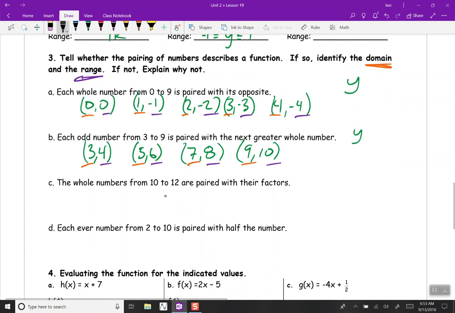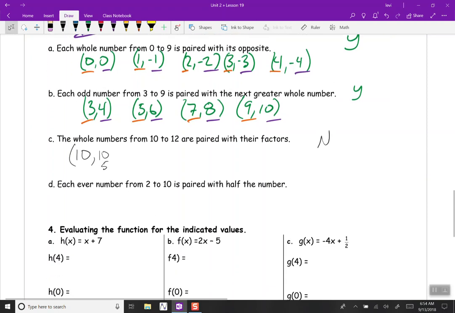Whole numbers from 10 to 12 are paired with their factors, so 10 would be paired with, well, a factor of 10 is 10. Also a factor of 10 would be 5, so it gets into more than one, so that's not a function. Because 10 has way more than one factor. Sometimes it could be 5, sometimes 10, sometimes 2, sometimes 1. There's way more. Not just one output for every input.